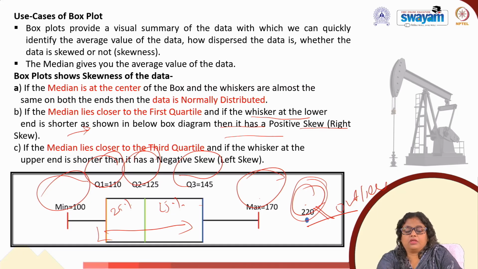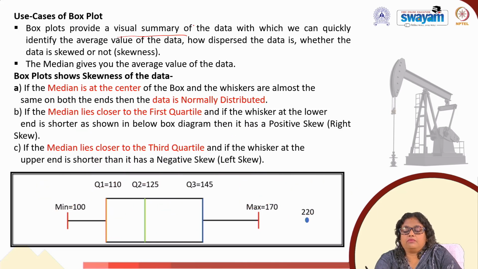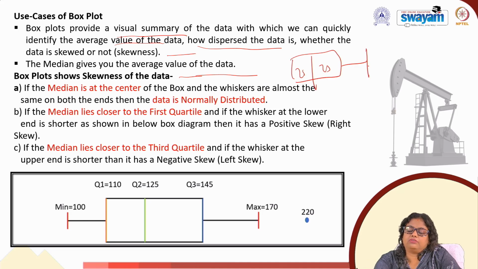Next, the uses of the box plot. The box plot provides a visual summary of the data with which we can quickly identify the average value of the data, how dispersed the data is, and whether the data is skewed or not. The median gives us the average value of the data. The box plot also shows the skewness of the data. If the median is at the center of the box, what is happening in that case? That is the ideal case, where we have 25% here, 25% here, and 25% here.